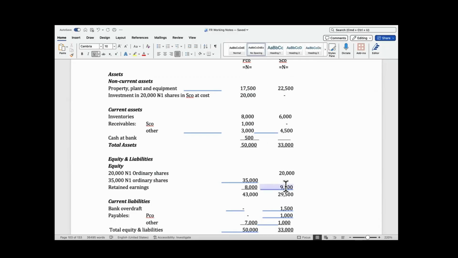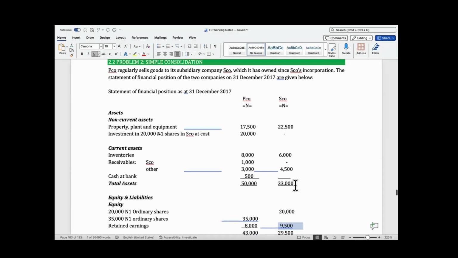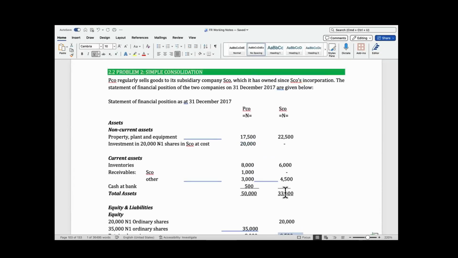So the reality is that we cannot cancel out this 9.5. Can anybody figure out the reason why they are not the same? Why this 20,000 does not include this 9.5? Can anyone figure it out?